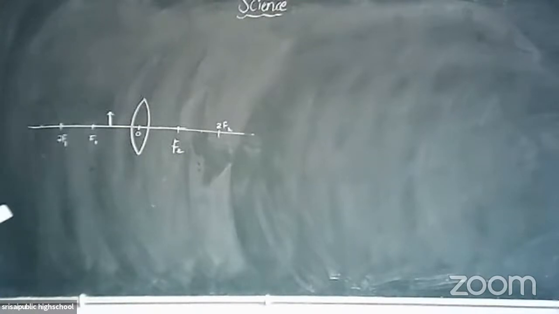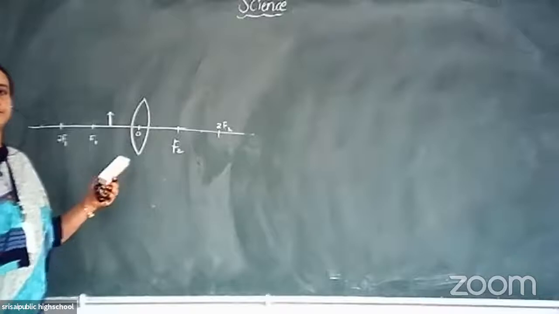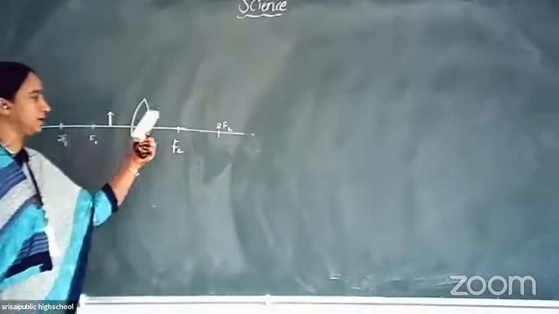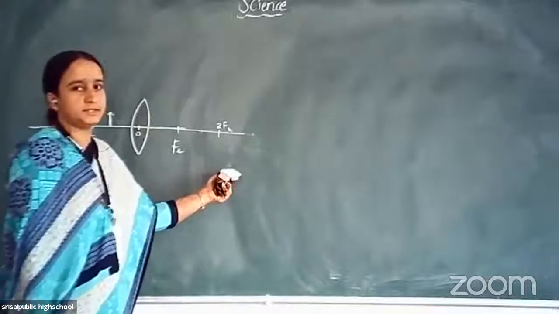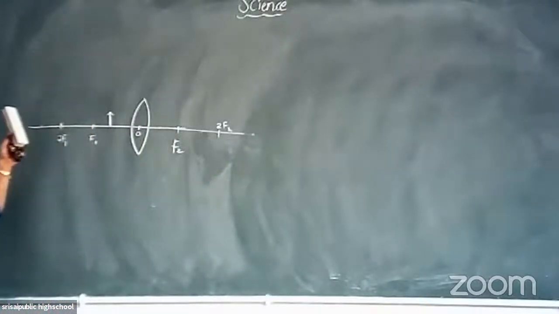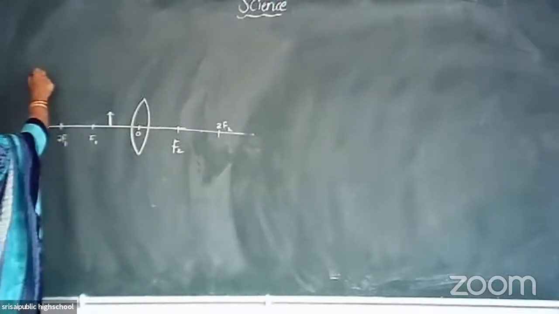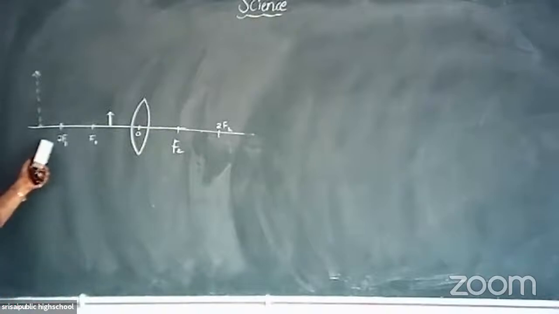Observe your diagrams in the textbook and the tabular column. Yes, tell me, where are you going to get the image? On the other side of the lens or on the same side of the lens? Yes, same side of the lens. The image is obtained on the same side of the lens.